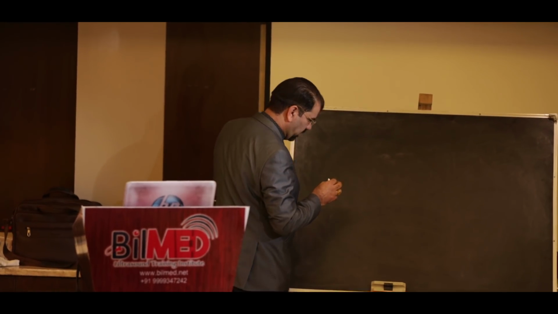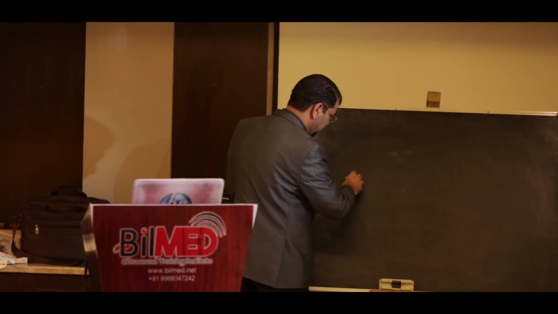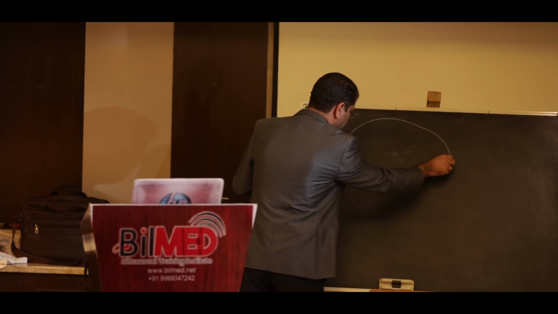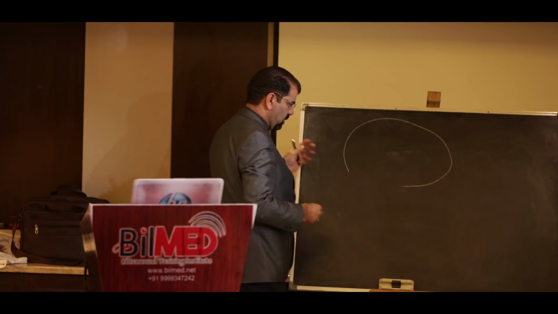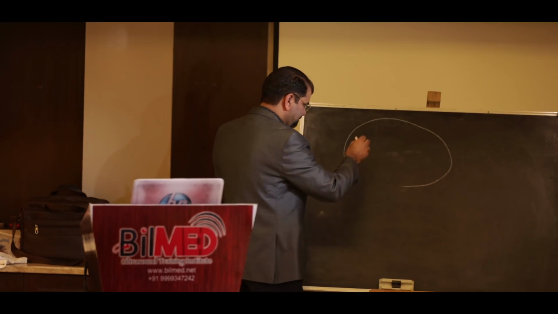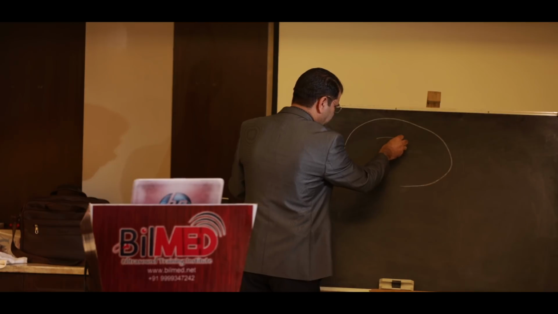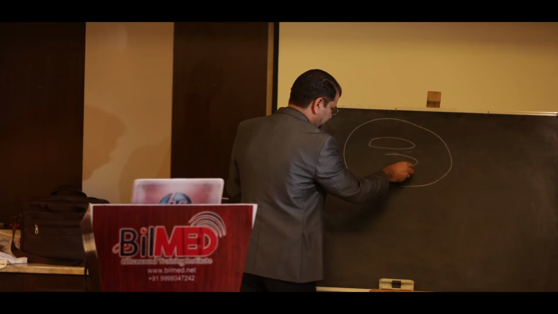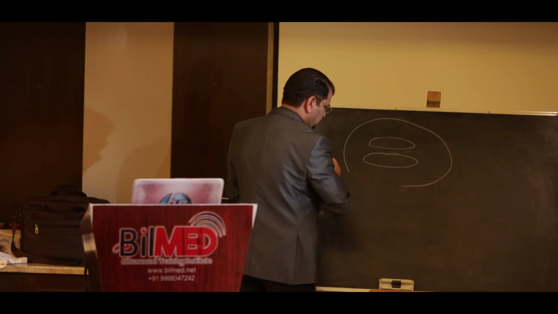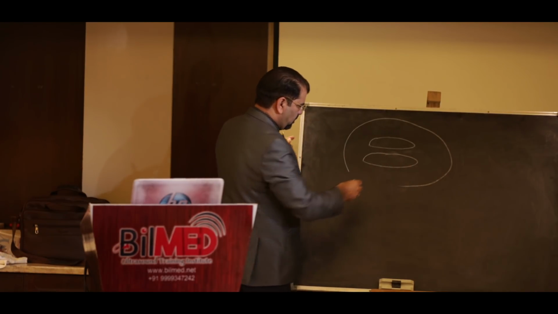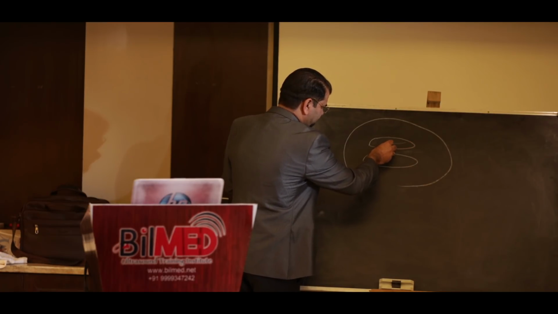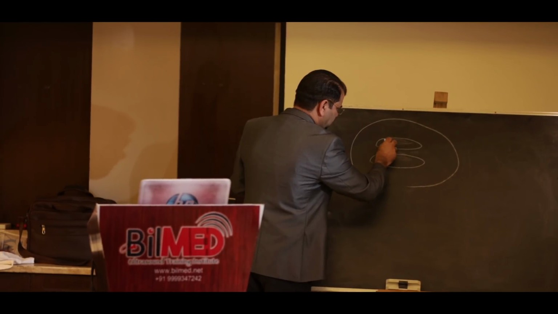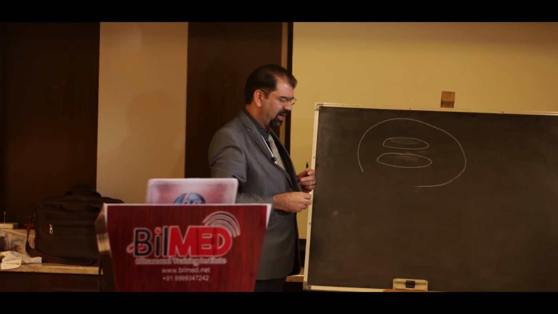I'm very bad with drawing, so you have to bear with my drawing also. Now, this is the brain. Over here, I am having lateral ventricle 1 and the second lateral ventricle is here. Choroid plexus is here and here also. They are having choroid plexus which are excreting the cerebrospinal fluid.